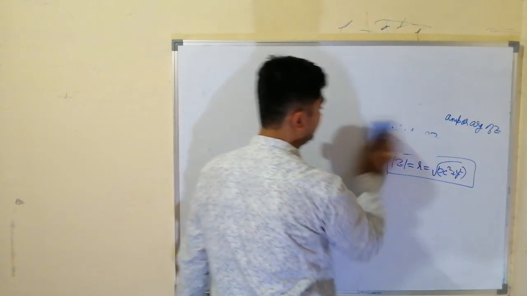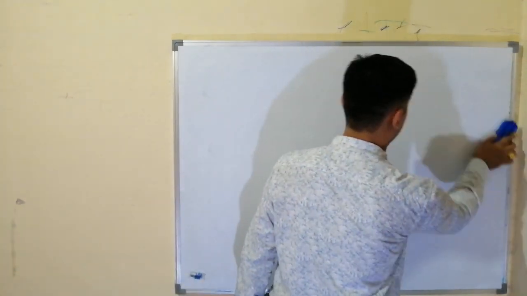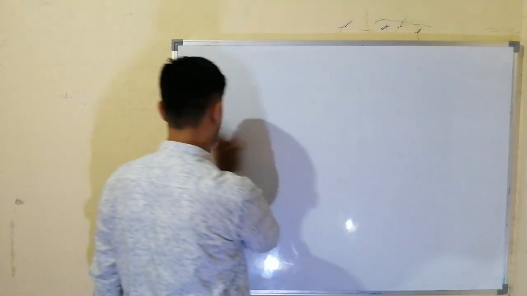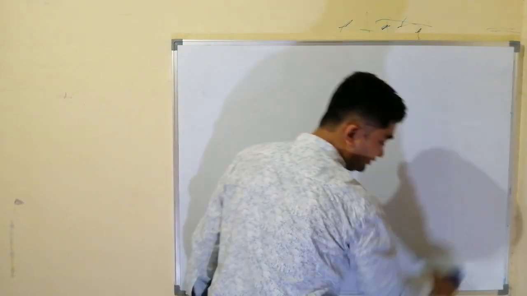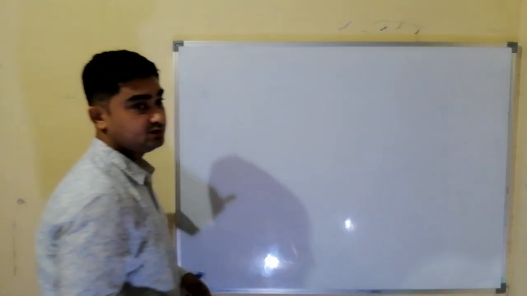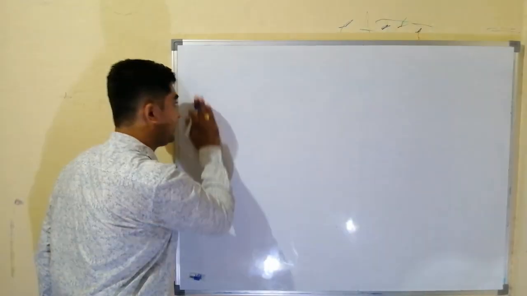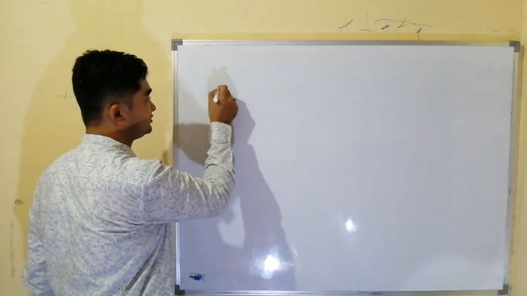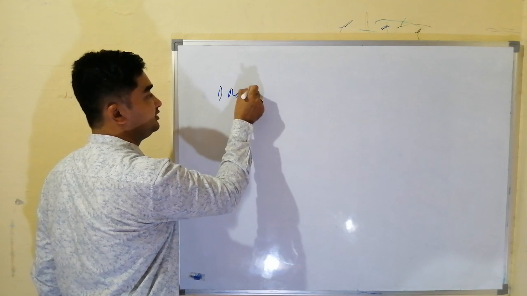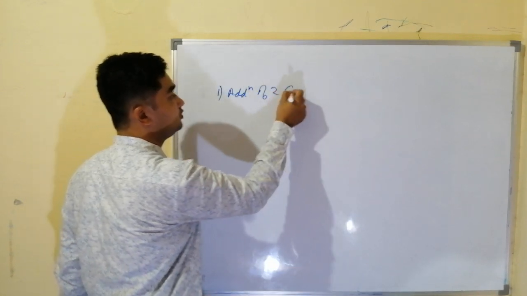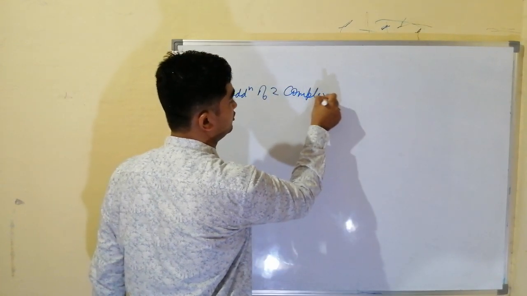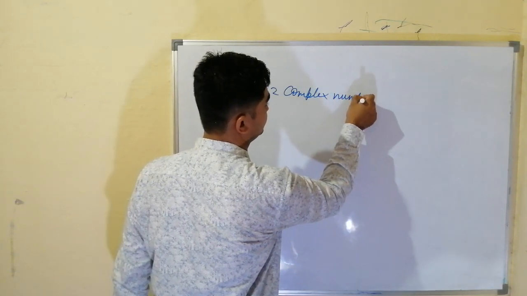Now we have seen what is a complex number. Now we will come to algebra of complex numbers. In algebra of complex numbers, we will see how to add two complex numbers. So first we will see addition of two complex numbers.